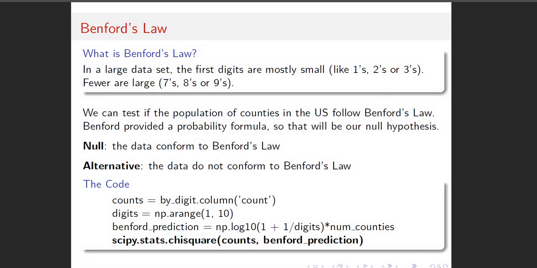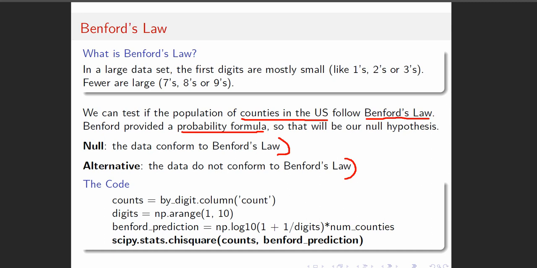Well, what we do is we grab the population in the U.S. counties. There are something over 3,000 U.S. counties, so we're going to look at the counties in the U.S. and see whether or not they follow Benford's law. And he gives us a probability formula, so we'll be able to set up our null and alternative. The null is that the data conform to Benford's law, and the alternative is that the data do not conform to Benford's law. Okay?